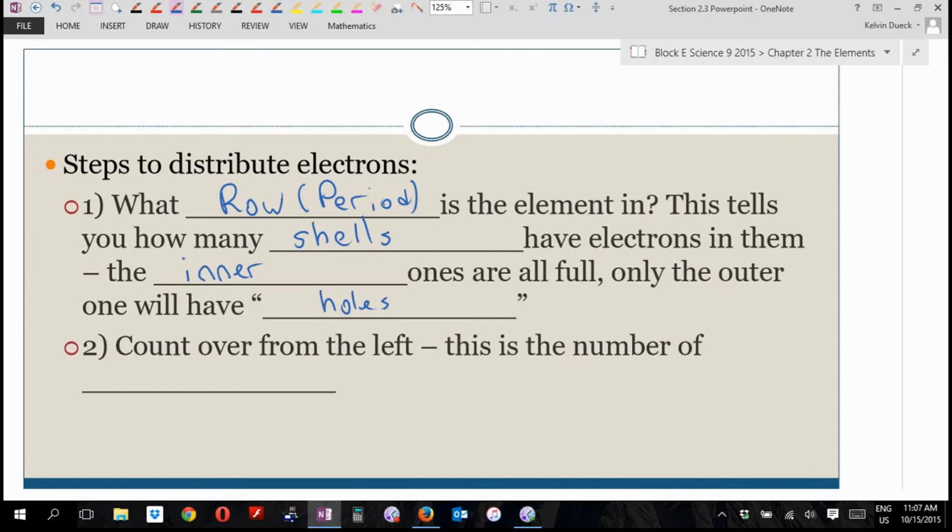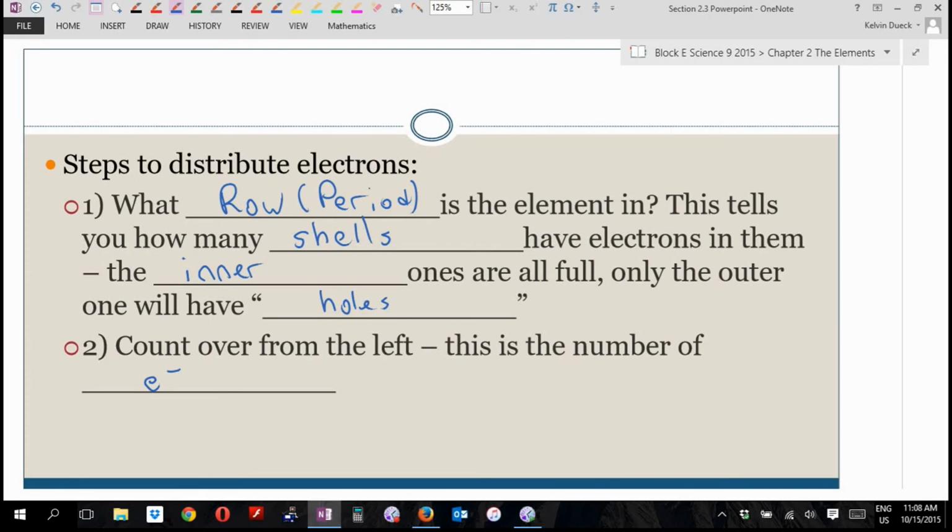Then what you do is you count over from the left. That tells you how many electrons you're going to put in that outer shell. We call this drawing a Bohr model diagram, and you're going to be drawing lots of those. And on your test, I will ask you to draw a Bohr atom.